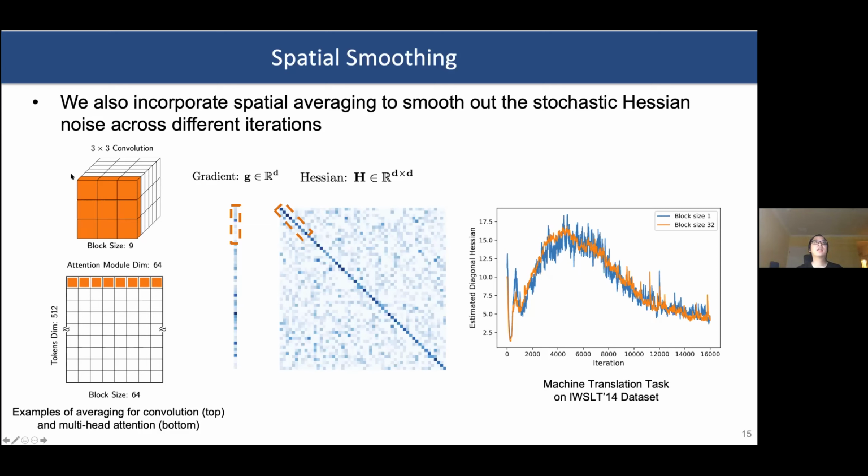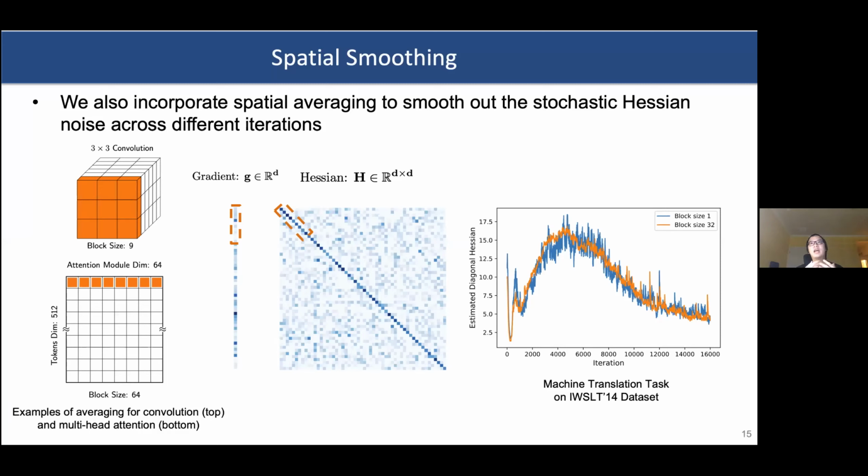So if you think the 3 by 3 is your kernel size, instead of looking at these 9 dimensions independently, you can look at these 9 dimensions as a whole. What does that mean? It basically means that when you compute the Hessian diagonal of these 9 elements, instead of directly applying them, you compute the average of them first, then apply this average to all of them.